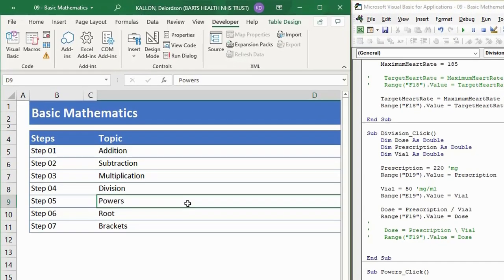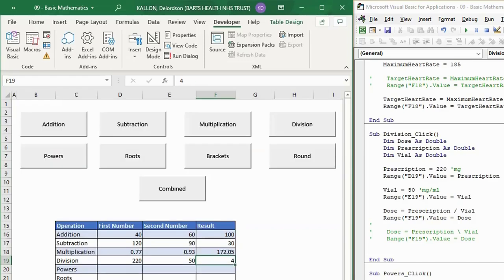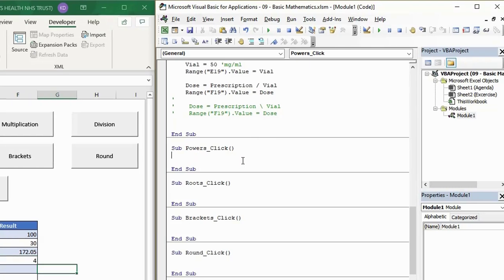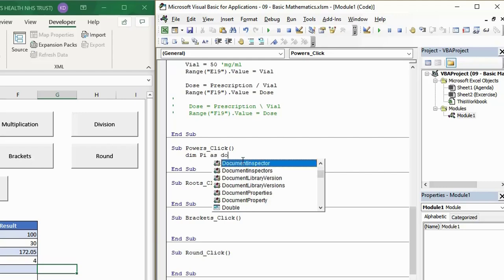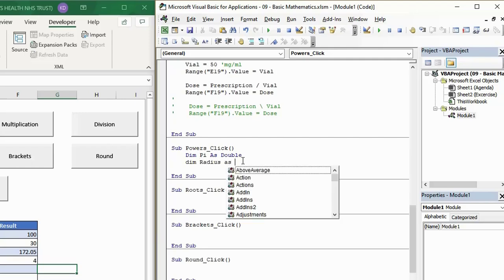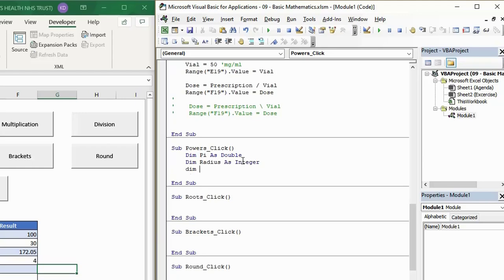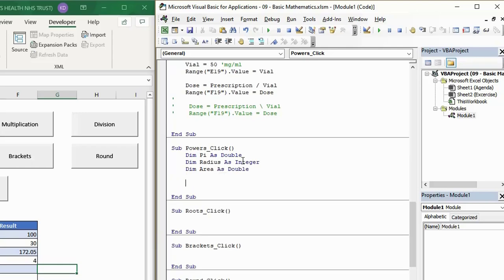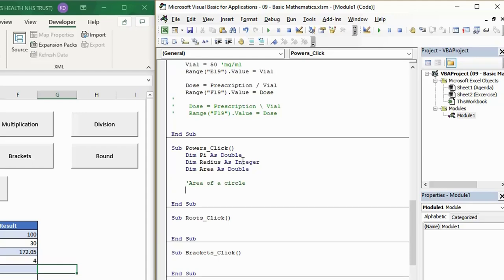Next, let's take a look at powers. To demonstrate powers, let's calculate the area of a circle. Let's declare a variable for pi, and let's declare a variable for radius. And finally, let's declare a variable to hold the area. Let's set pi to 3.1416.